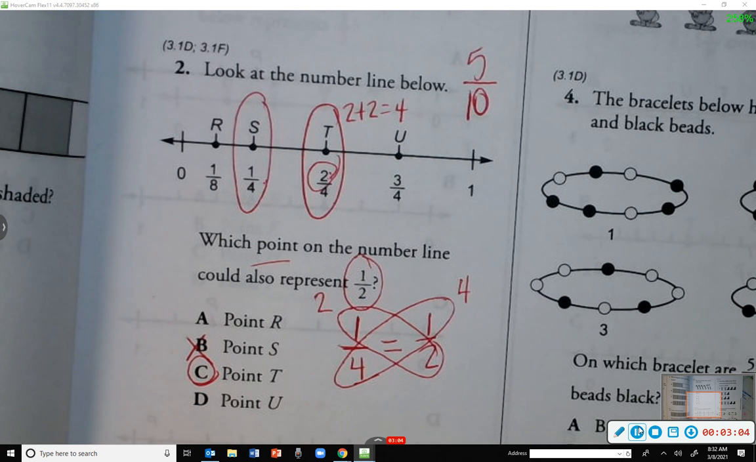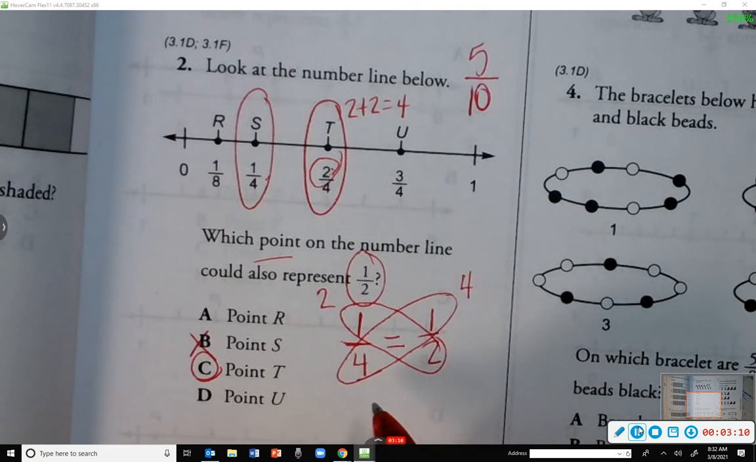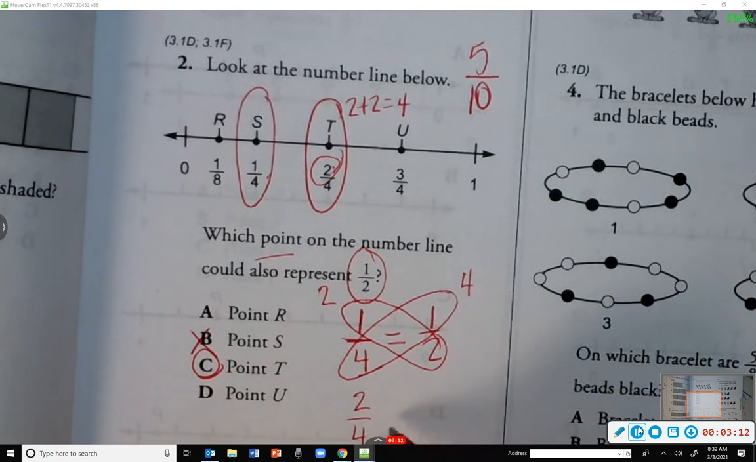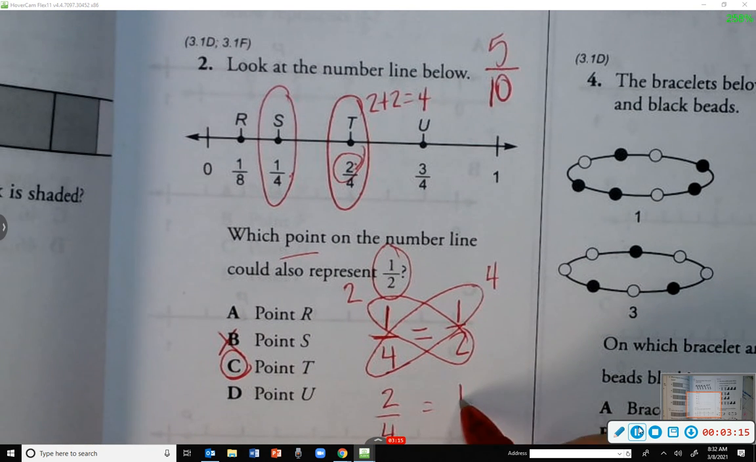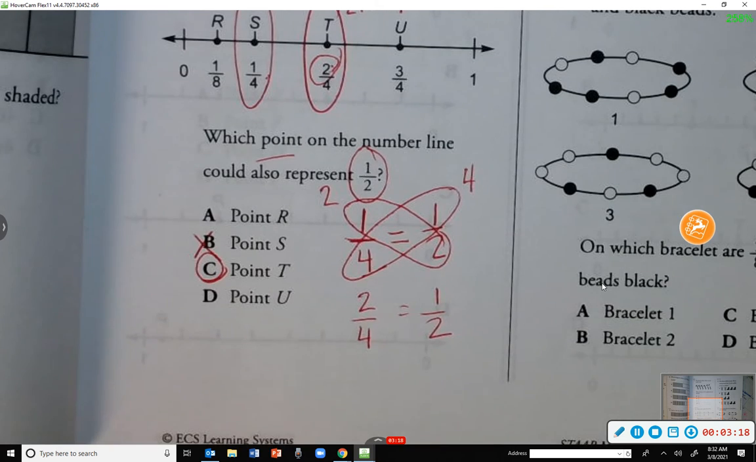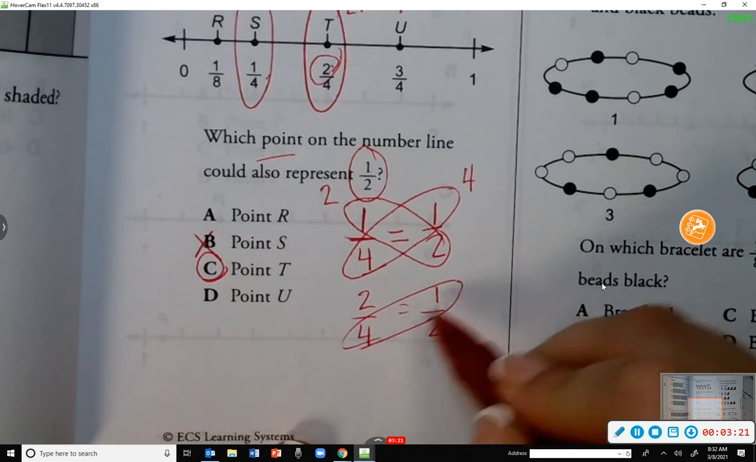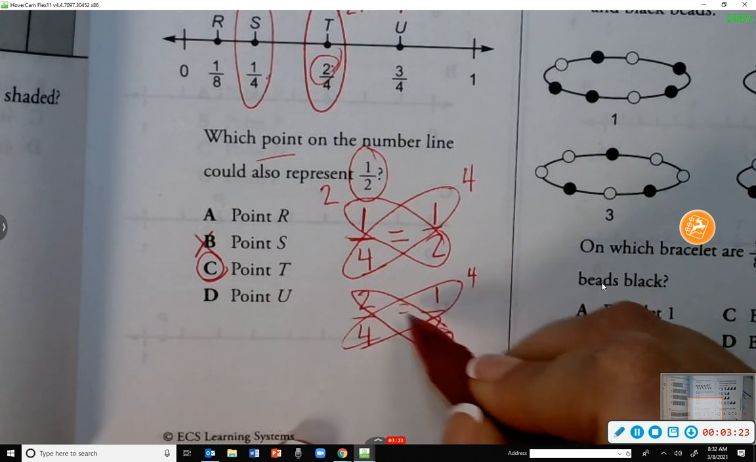The point should be directly in the middle. And then you could have also cross multiplied to see if it equals 1/2. So lots of strategies we could have used to get this right. We should not have missed this. 4 times 1 is 4. 2 times 2 is 4.